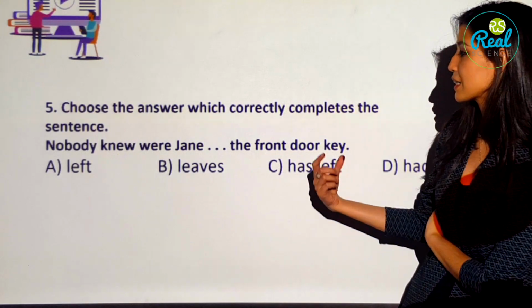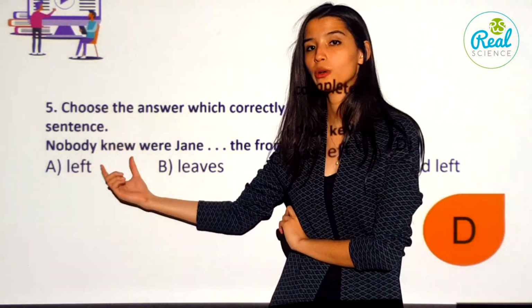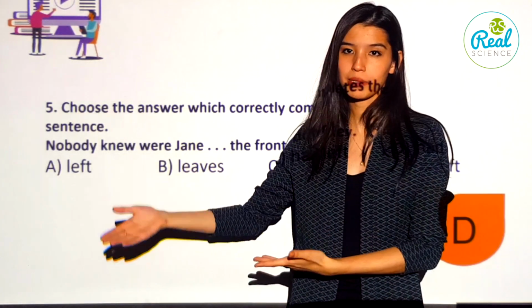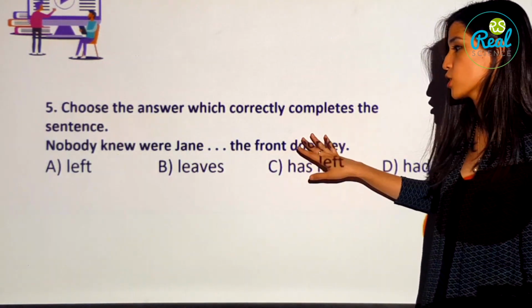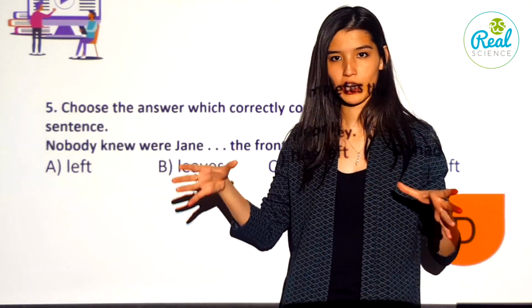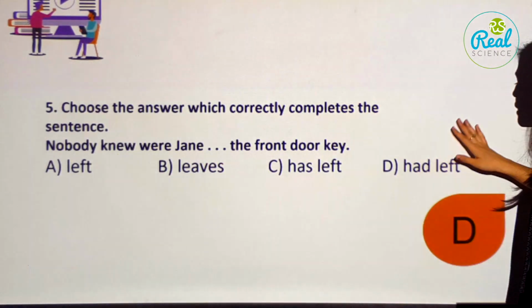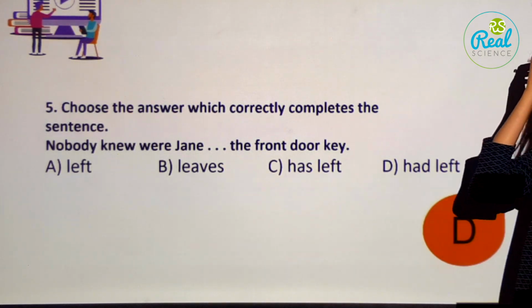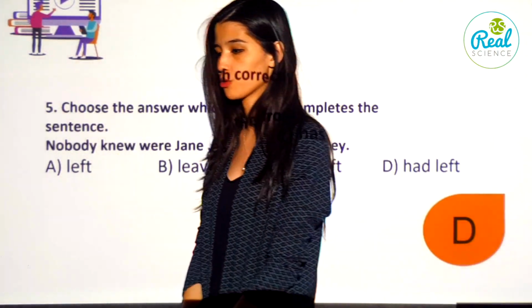If you look at the key parts, like nobody knew, and knew happened in the past, and this person lost the key in the past also. When two actions happen in the past, you mostly look at the past perfect, and the most suitable answer here would be the D option.